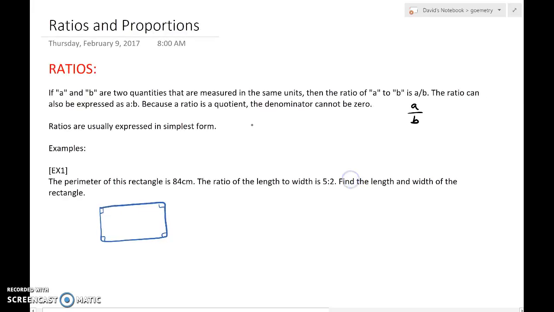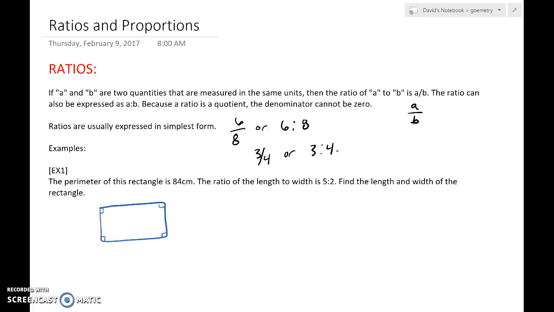For example, if I'm talking about a real word problem, I might have a ratio that would say something like 6 to 8. But instead of expressing it like this, I would express it as 3 to 4. And so you're going to simplify your ratios just like you would simplify fractions. So let's look at a couple examples of ratios.